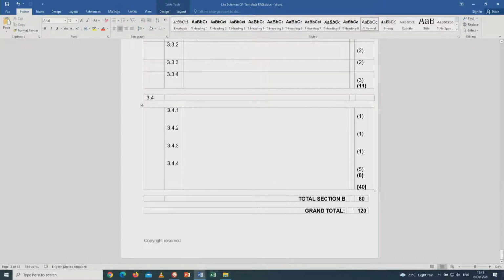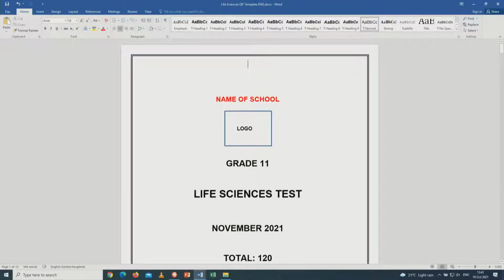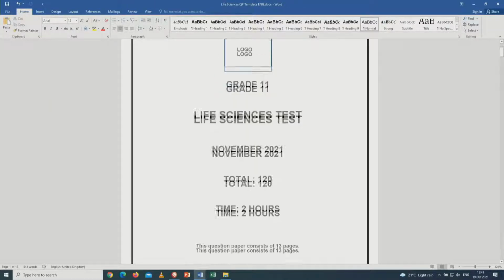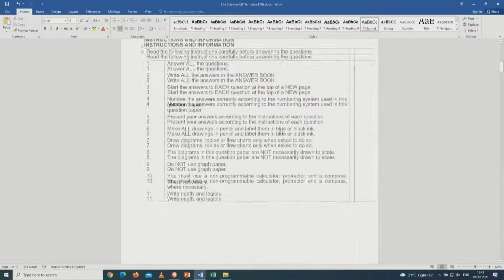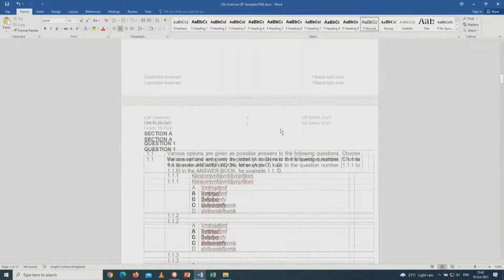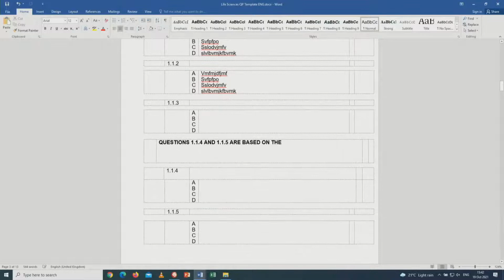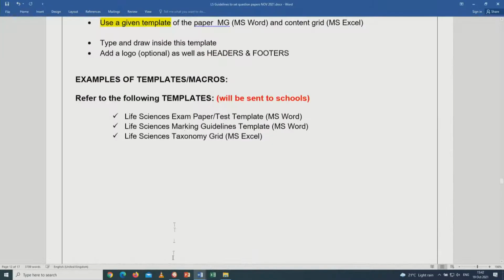That's how you do that. If you forget it, that is not the end of the world. I'm finishing off by going quickly through how to draw certain things in a life sciences paper.